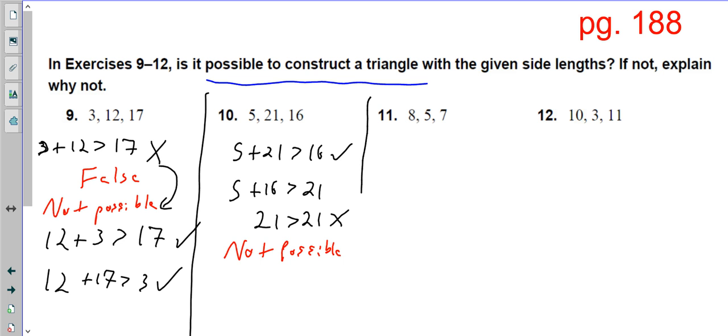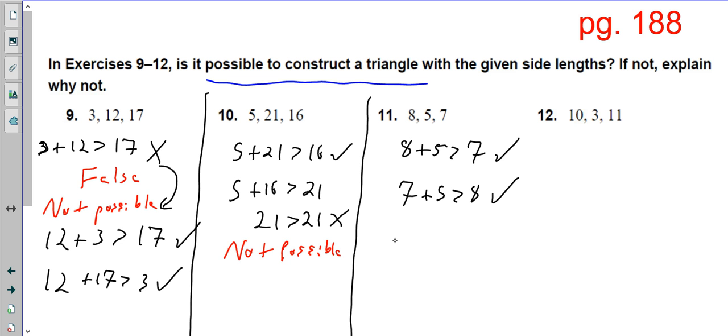Okay. Number 11, we have 8, 5, and 7, so 8 plus 5, is that greater than 7? Check. Is 7 plus 5 greater than 8? Check. So I know I need to have 5 here, so this is 7 plus 8. Is that greater than 5? It sure is, so it is possible.